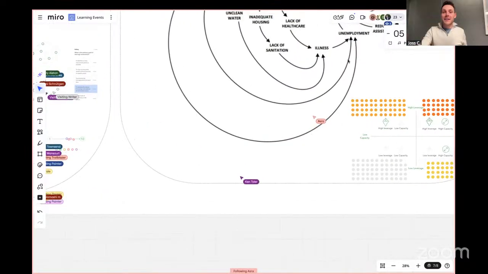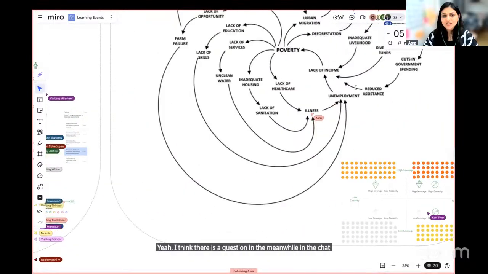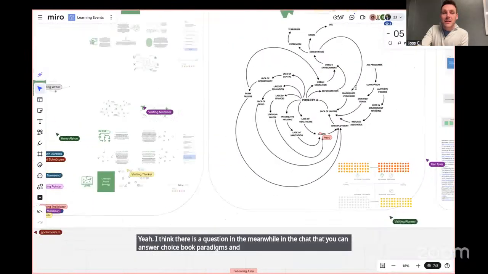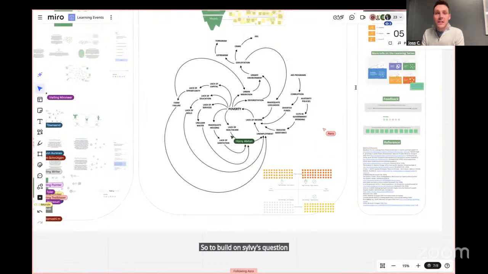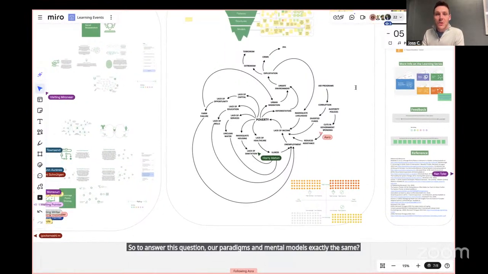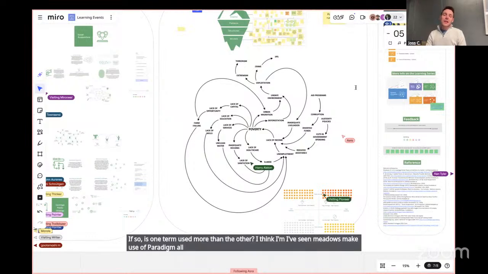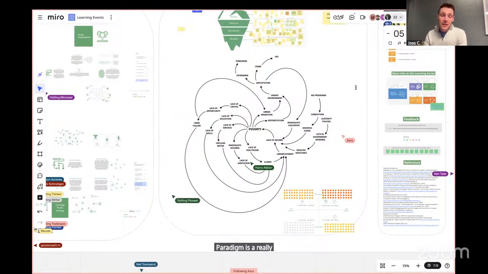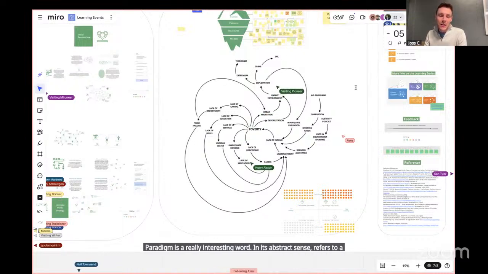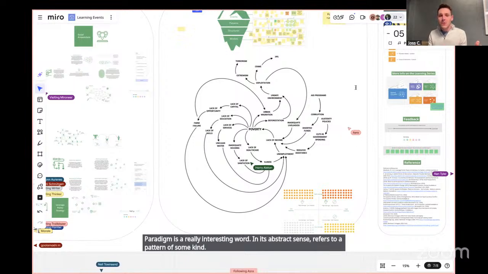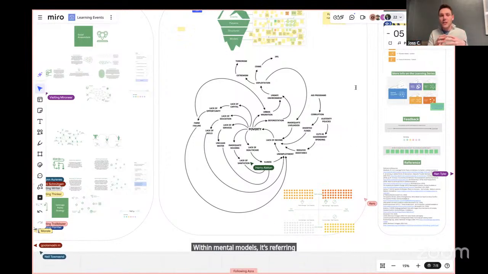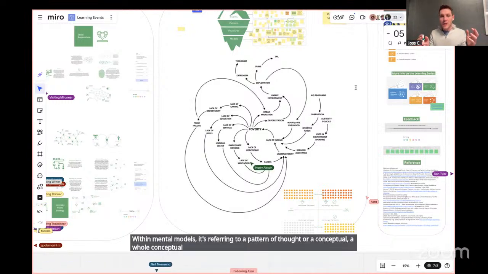I think there is a question in the meanwhile in the chat that you can answer, Joss. To build on Sylvia's question, are paradigms and mental models exactly the same? If so, is one term used more than the other? I think I've seen Meadows make use of paradigm more. Yeah, so paradigm is a really interesting word. Paradigm in its abstract sense refers to a pattern of some kind. Within mental models, it's referring to a pattern of thought or a whole conceptual framework. So I would say mental models and paradigms are slightly different.